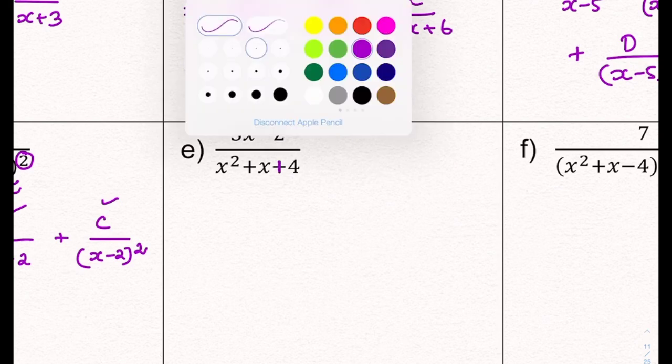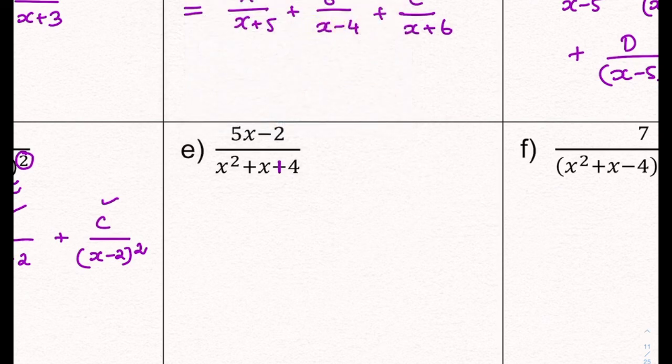So if you take a look at this particular one, you cannot further reduce it, right? If you really try to find the solution by setting the denominator to 0, you're going to have complex roots. So then how do we work with this? The answer for this one is going to be, since I cannot further reduce this one, Ax plus B over x squared plus x plus 4, right?